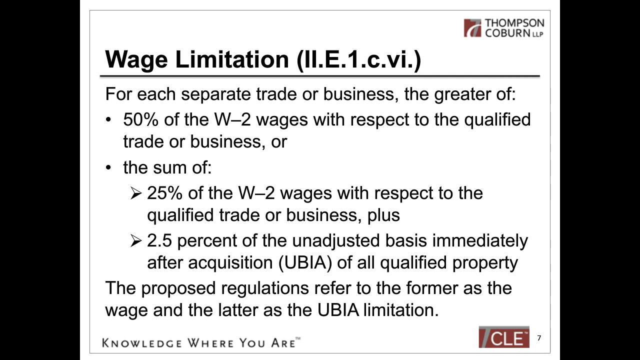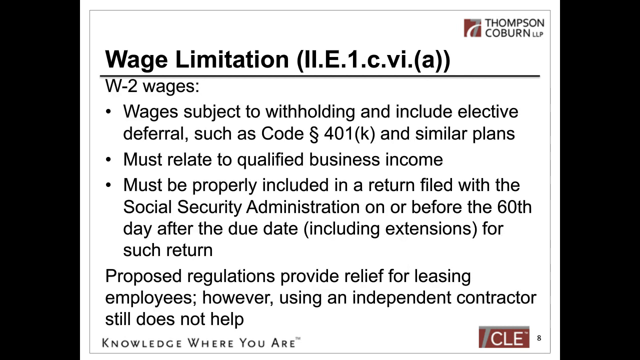So the proposed regulations refer to the 50% of W-2 wages as the wage limitation, and the sum of 25% of the W-2 wages and 2.5% of the UBIA as the UBIA limitation. So going on to slide 8, W-2 wages. The proposed regulations don't have any bad surprises, but they do have a good potential surprise, and that is that if you have leased employees, those can count.